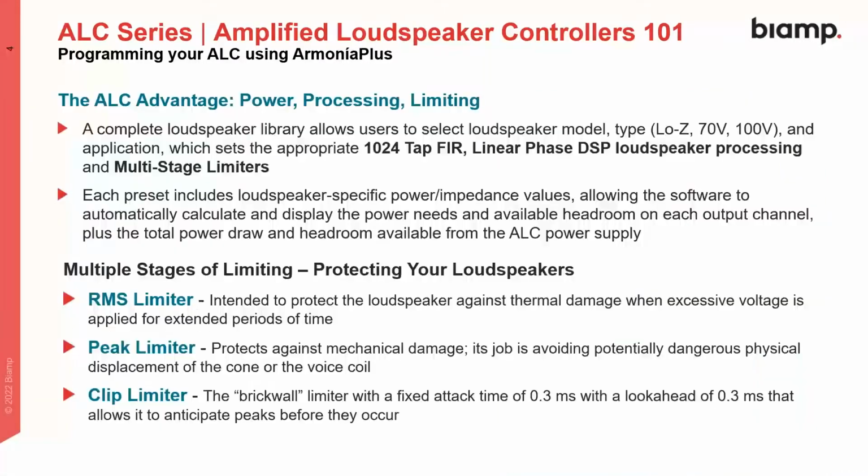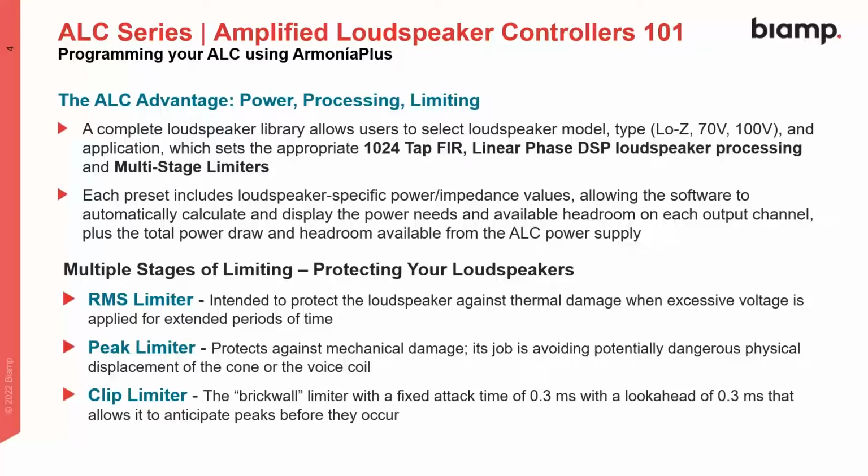Okay. The ALC Advantage, power processing and limiting. So the nice thing about these ALCs, they include a complete loudspeaker library. You select your loudspeaker model, your application, and the system sets the appropriate 1024 tap FIR, linear phase DSP loudspeaker processing, and multi-stage limiters. So just by loading the loudspeaker preset, you're loading all the FIRs, you're loading all the limiter presets.